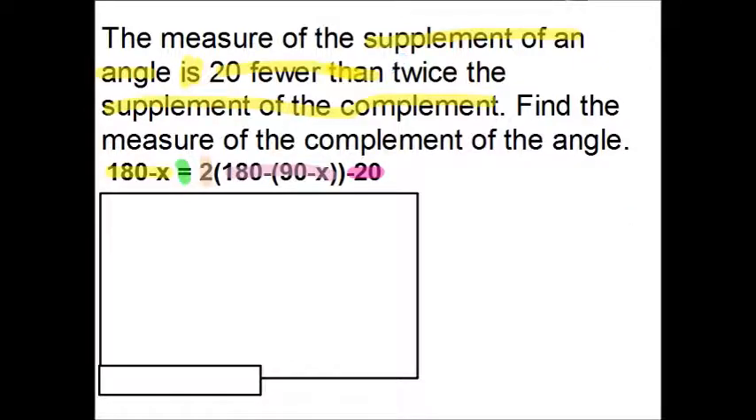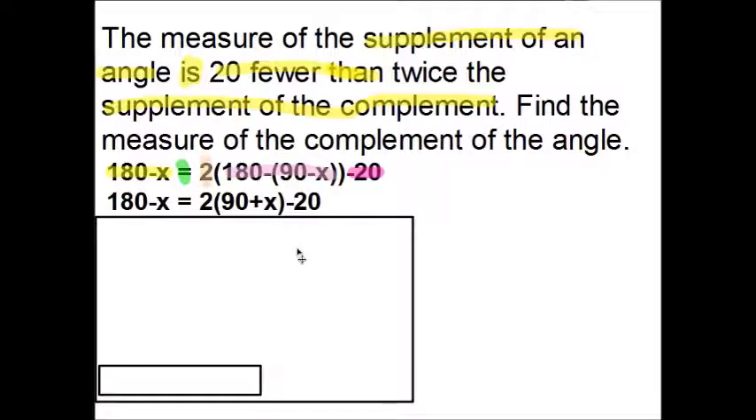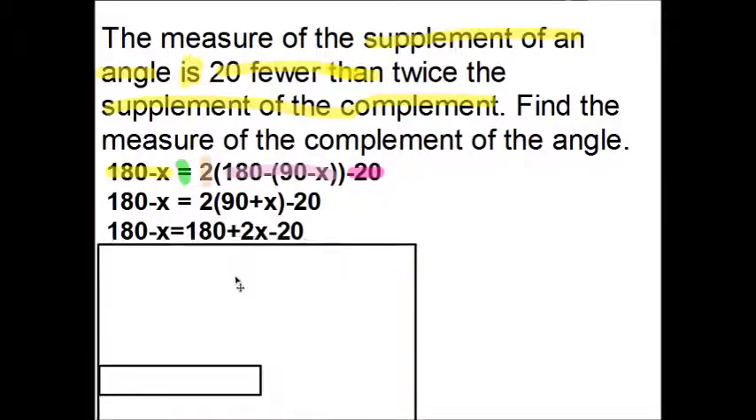Let's keep moving on. Now let's simplify that equation. I'm going to distribute that negative sign to the 90 and the minus x, and then combine my like terms. And that's going to give me 180 minus x equals 2 times 90 minus x. Sorry, 90 plus x. So here we go. Here's how I got that 90 plus x. 180 minus 90 is 90. A negative minus x makes a positive x. Now let's distribute that 2, and that gives me 180 minus x equals 180 plus 2x minus 20.